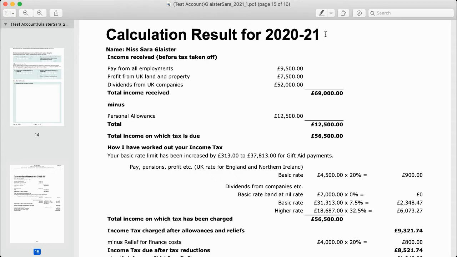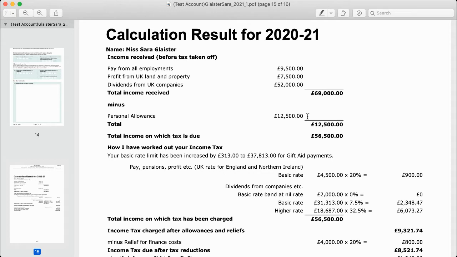On this particular example, there's a variation of different incomes and allowances included. Some of these might be applicable on your tax return, some might not, but I'll just run through the main ones here for you. On this calculation results page, you'll see that the top bit here is a breakdown of the actual income that you've received. It's broken down into the different types of income, and we've got the total here.